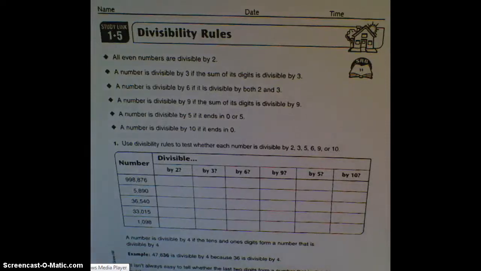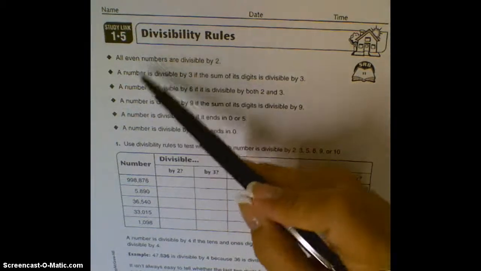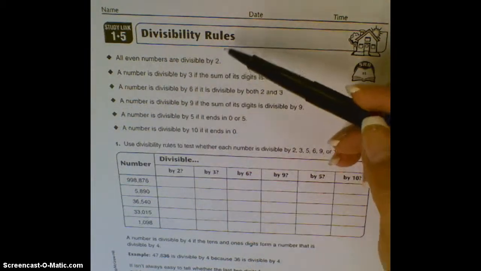Okay, fifth graders, tonight's homework is all about divisibility rules. We've talked about several of them in class, so some of this should be review, but we've never done a chart like this, so this part might be new. Here are some of the rules that we're going to find helpful, I think.